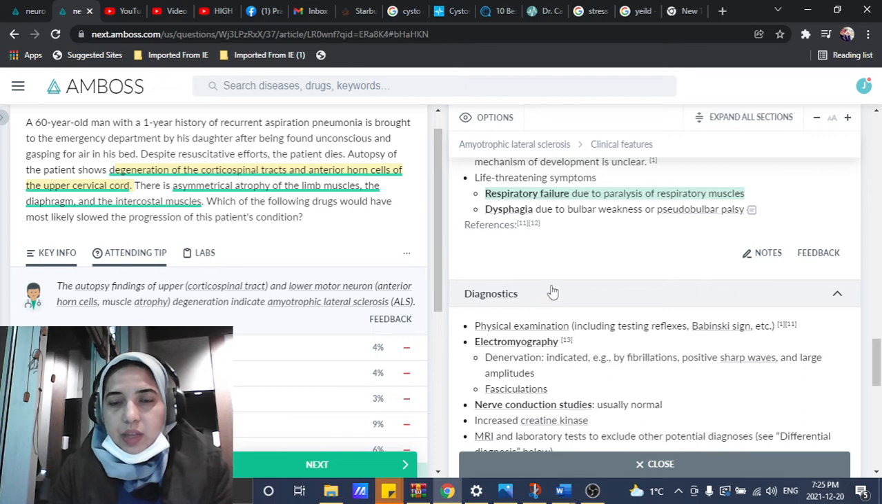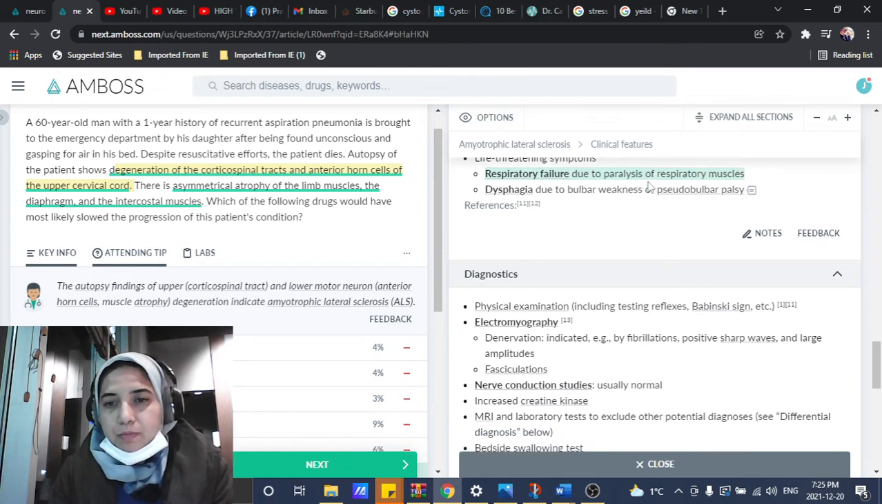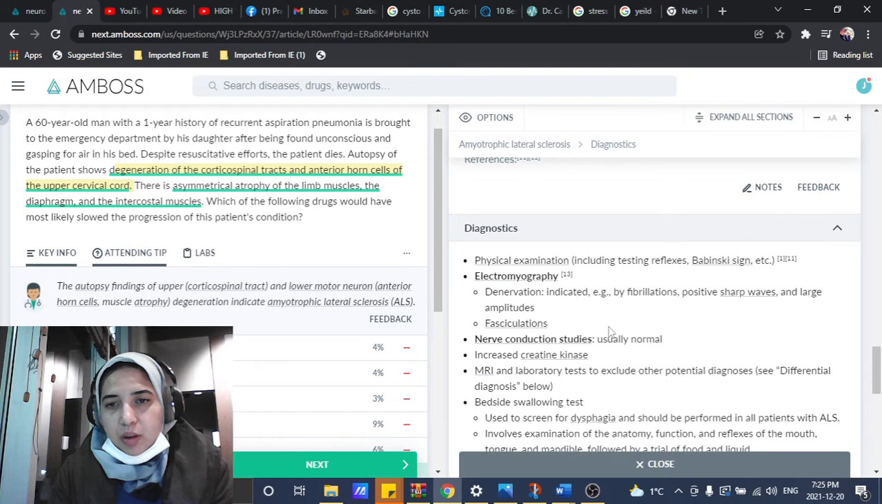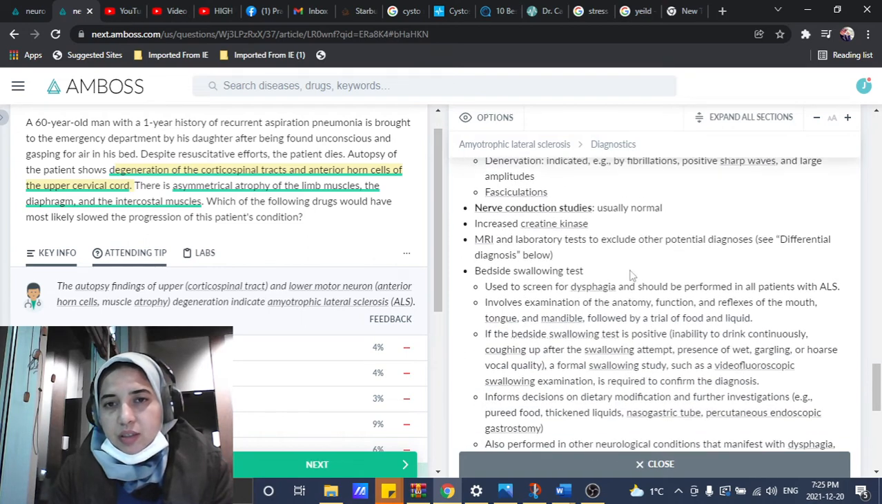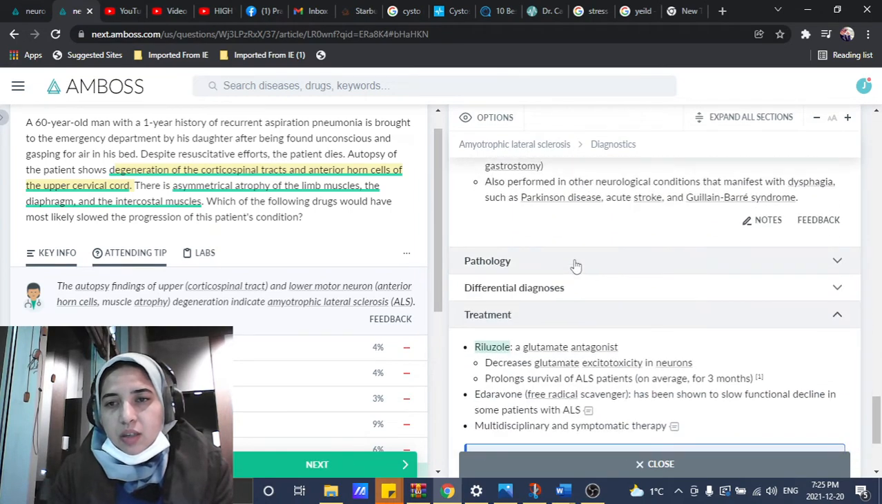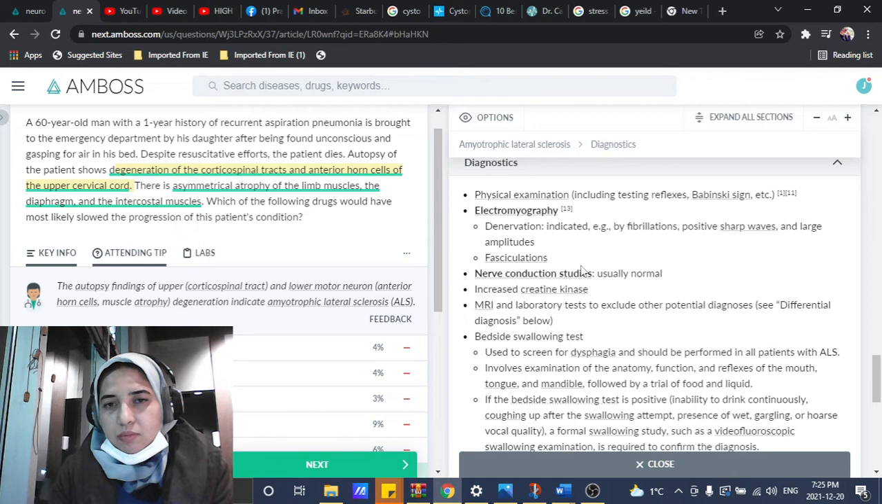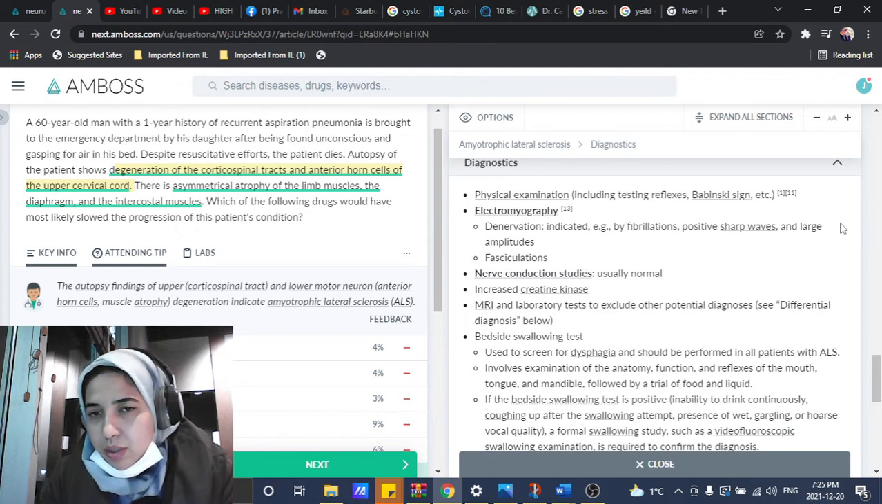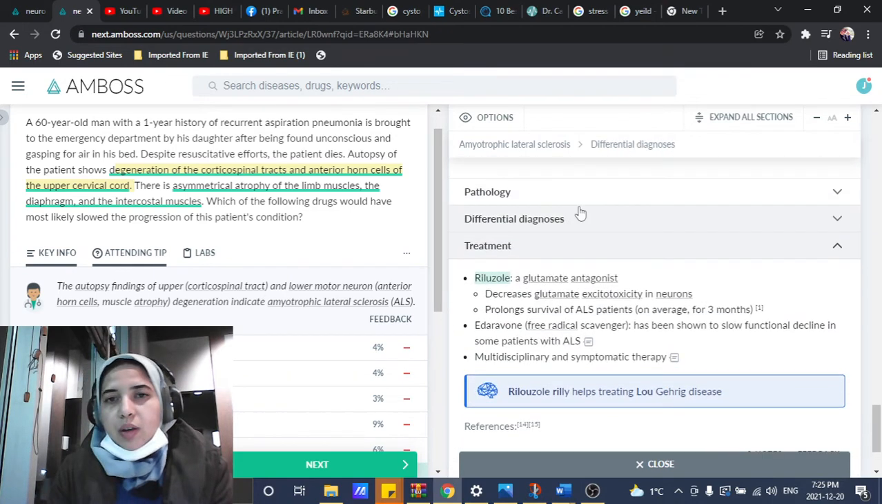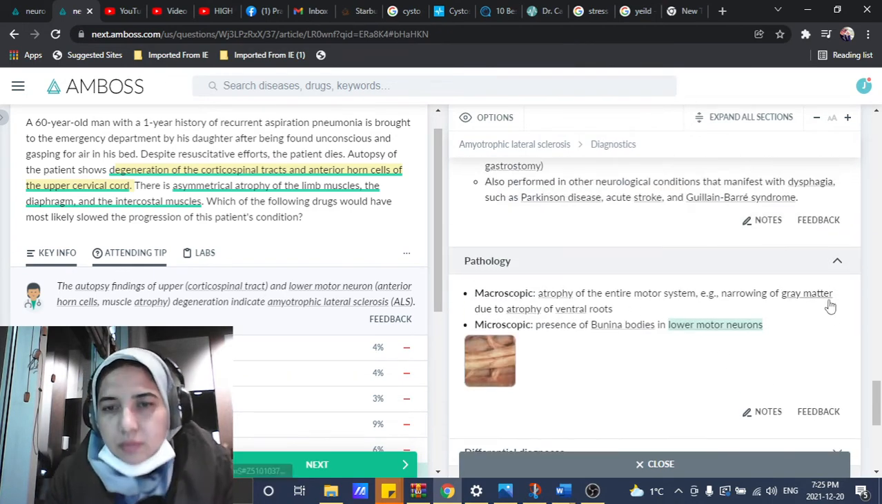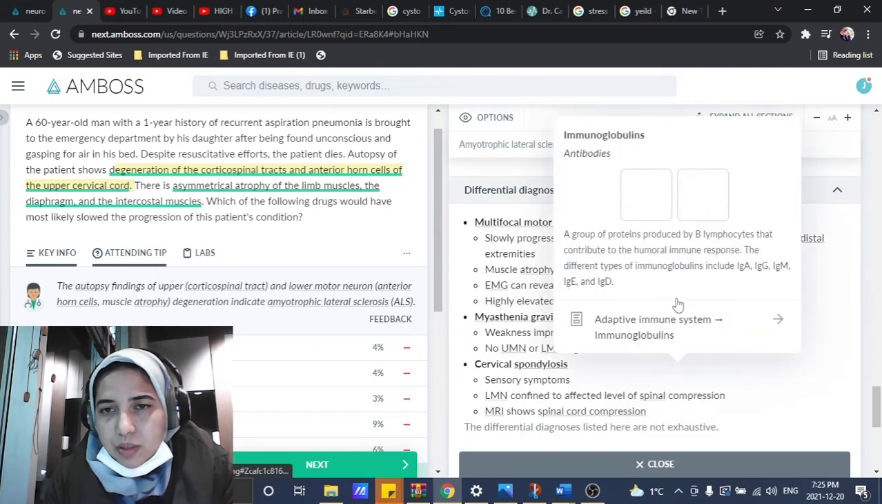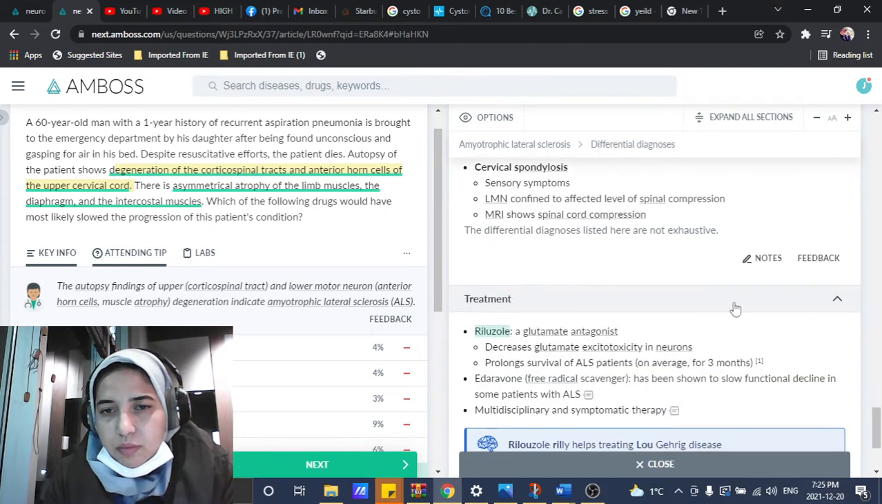Diagnostics. How do I diagnose ALS? So physical examination, check the reflexes. Electromyography. Nerve conduction studies. Increased creatine kinase. Bedside swallowing test. Okay, so it doesn't seem to me like there's anything specific for ALS. Okay, so pathology. Differential diagnosis, treatment.